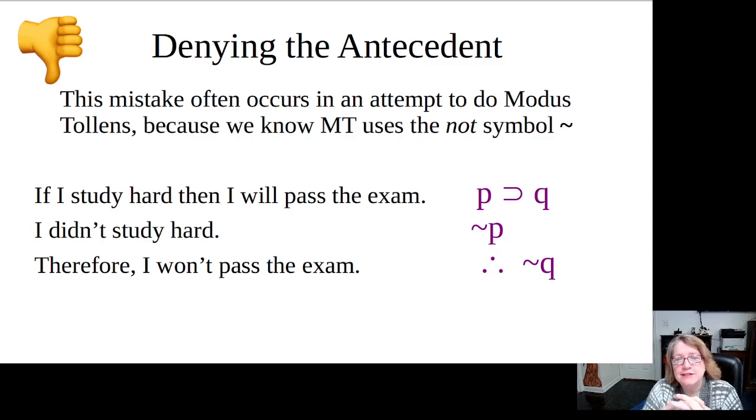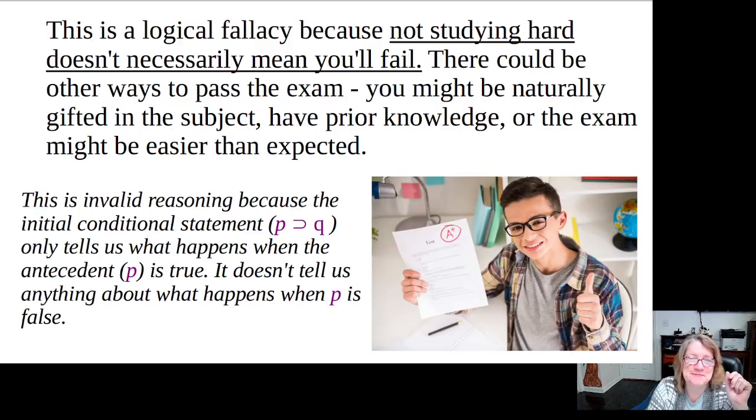This mistake often occurs in an attempt to do modus tollens, because we know MT, modus tollens, uses the not symbol. Here's an example. If I study hard, then I will pass the exam. I didn't study hard, therefore I won't pass the exam. That sounds right. And the tricky thing is that sometimes these invalid forms of logic will sound right. That's why you have to test them by rules. And the rules we're learning about today are denying the antecedent and affirming the consequent. So, why is this wrong? It sounds so right. Take a look at it.